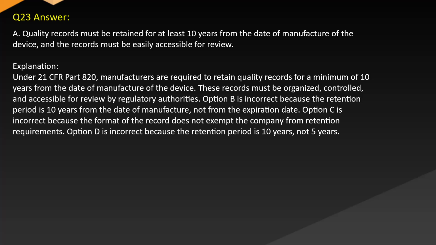Option B is incorrect because the retention period is 10 years from the date of manufacture, not from the expiration date. Option C is incorrect because the format of the record does not exempt the company from retention requirements. Option D is incorrect because the retention period is 10 years, not 5 years.